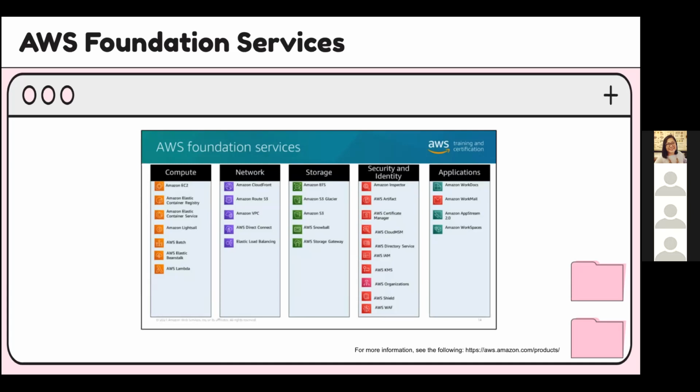Of course, for the security and identity, actually there's a lot, aside from these services na matututunan natin eventually yung Amazon Inspector, AWS Artifact, AWS Certificate Manager, yung mga yan directly.